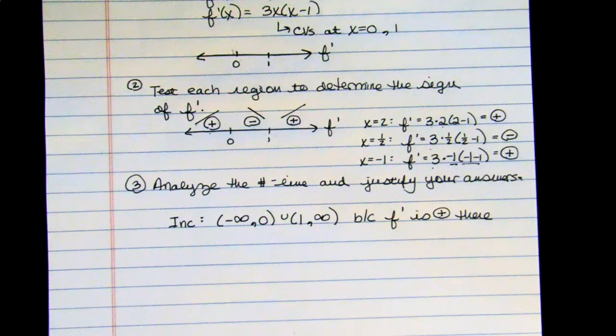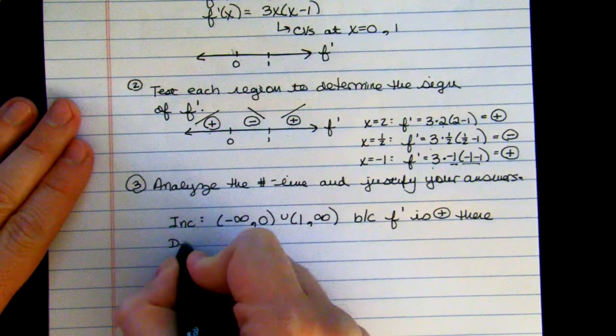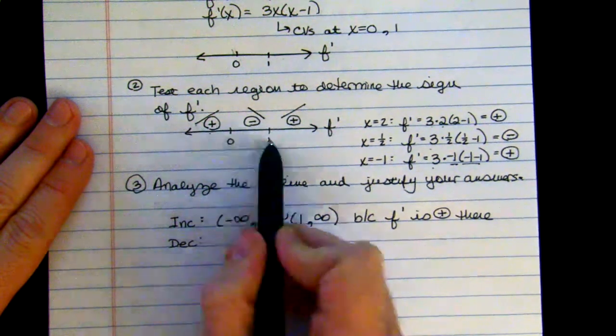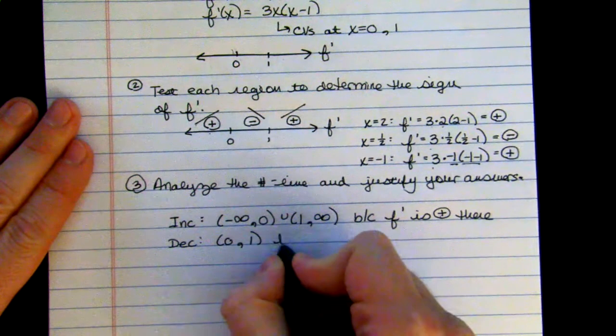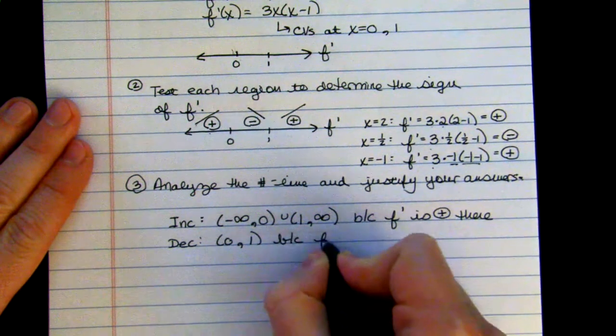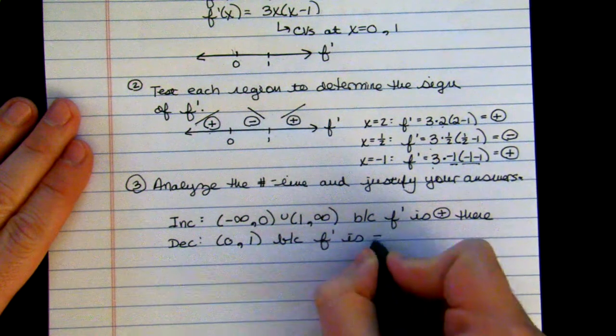You go write out where we're decreasing with a justification. Decreasing where f prime is negative, so between 0 and 1. Why? Because f prime is negative there.